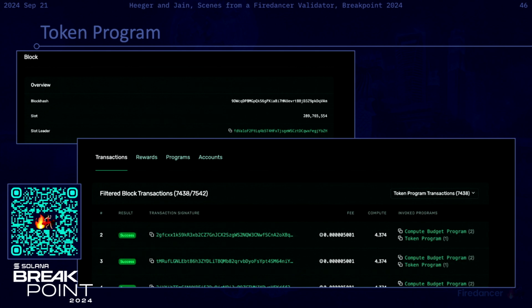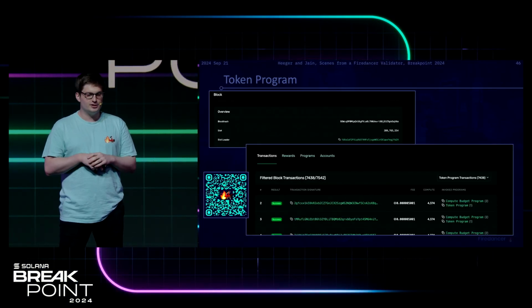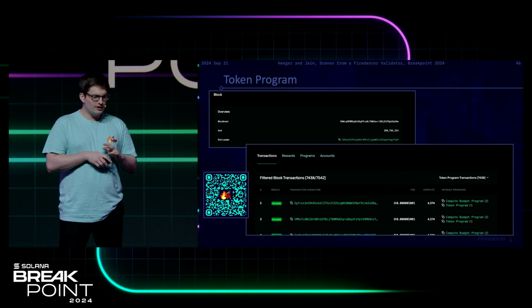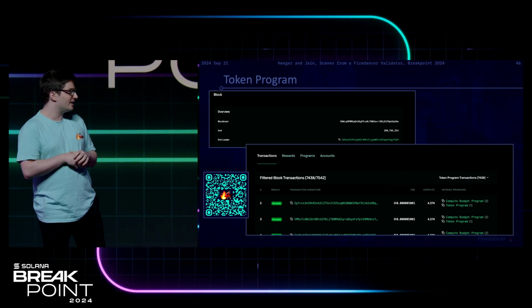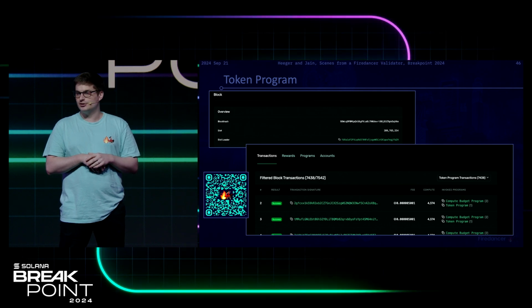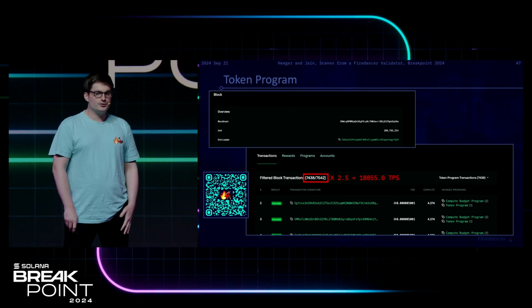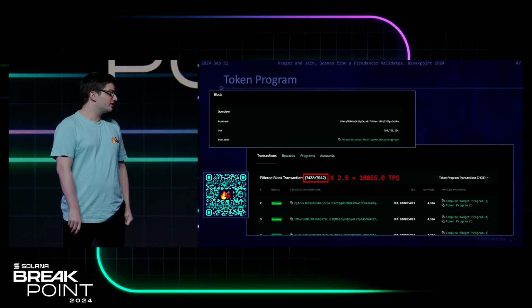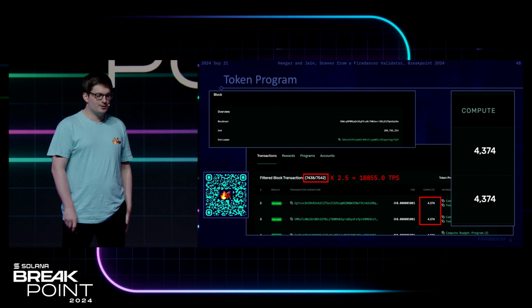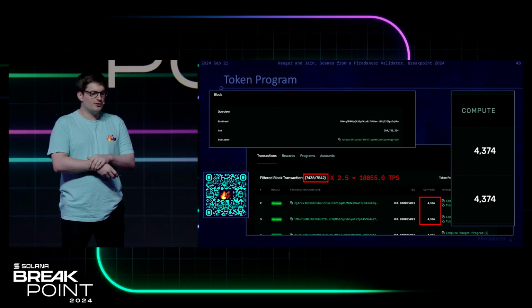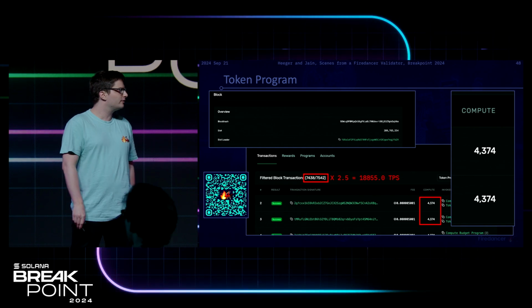Next, we tried the same tactic with the token program. Token program is used everywhere on Solana where tokens are involved. Token accounts themselves also account for most program-derived accounts on mainnet. In this test, we did transfers. Performing the same calculation for this block of token transfers, we get just under 19,000 transactions per second. Take note of how many compute units were consumed. Just under 4,400 compute units.